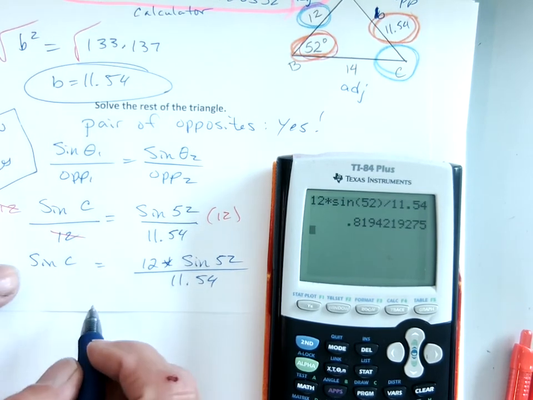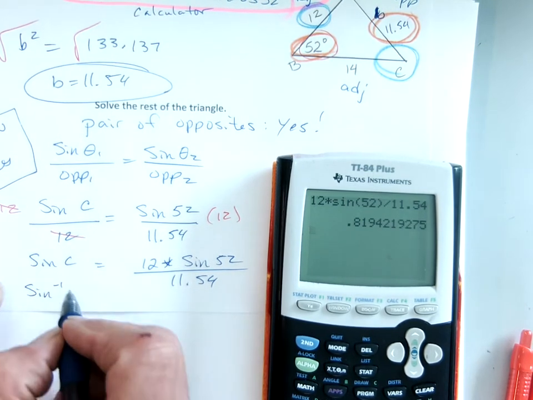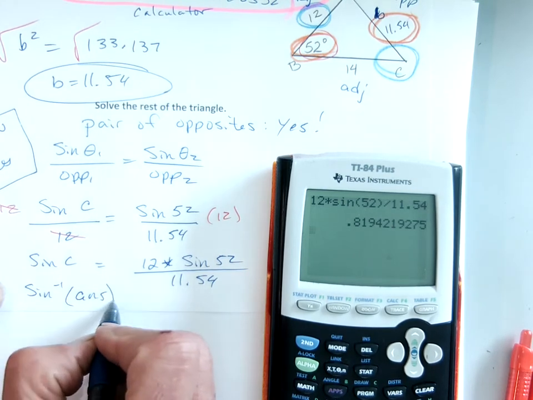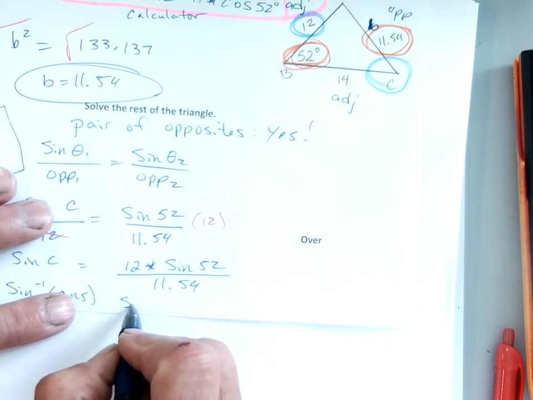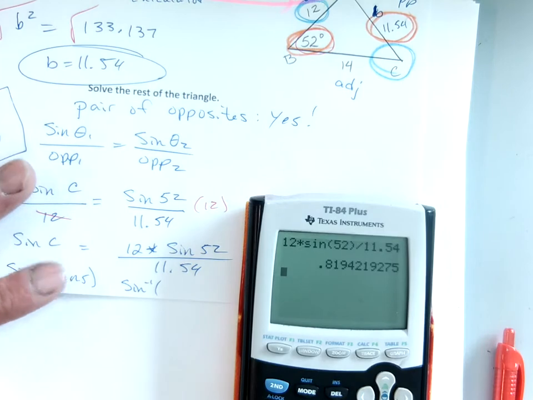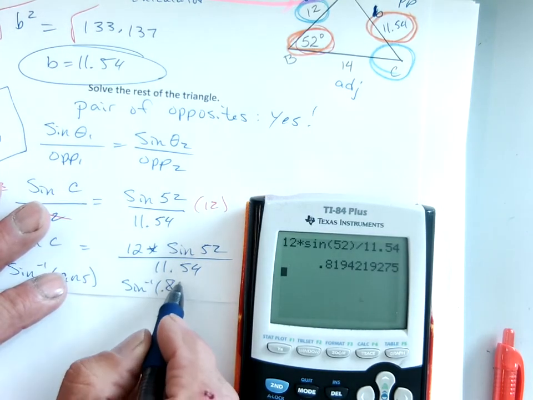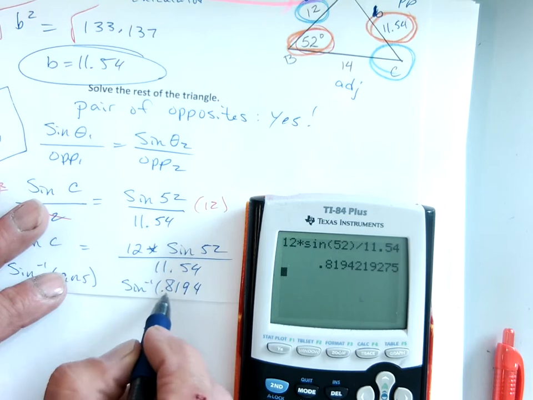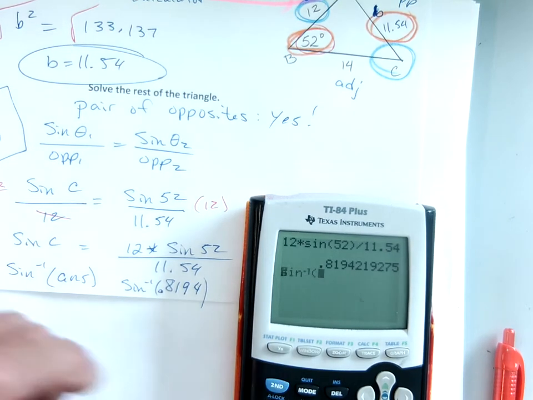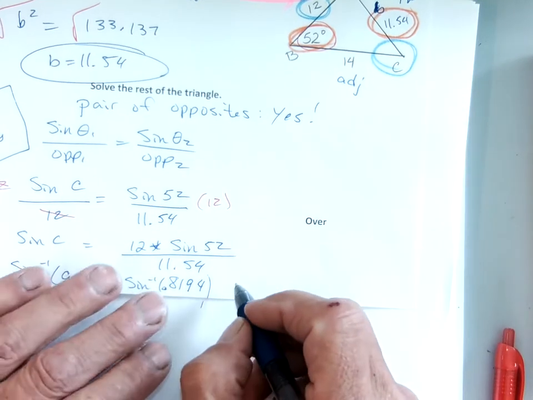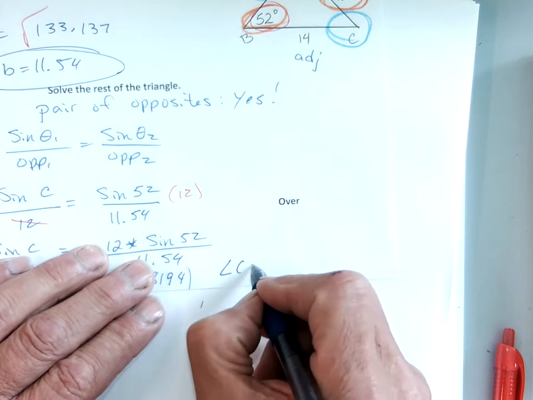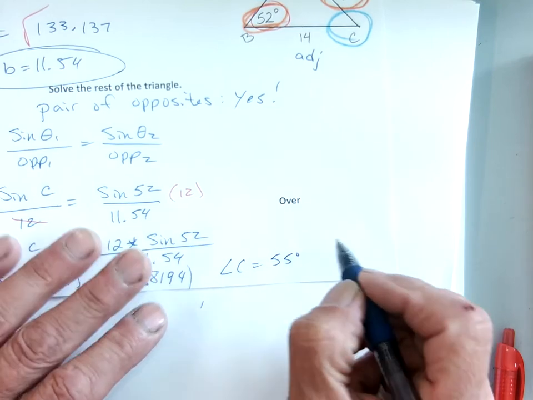Remember, I don't know the angle. So I have to take the sine inverse of that decimal, right? So it'll go sine inverse. Look for the sine inverse of my 0.8194 and so on. So sine inverse, because you're looking for the angle. Always, when you find the angle, use inverse, the blue button, of my decimal. And I get about a 55-degree angle, okay? So angle C then is about 55 degrees.